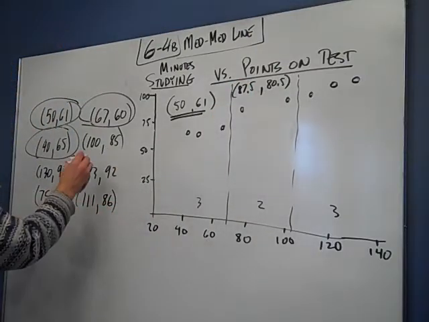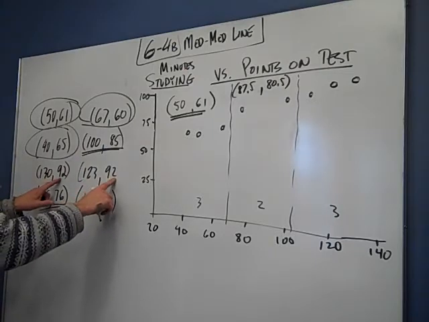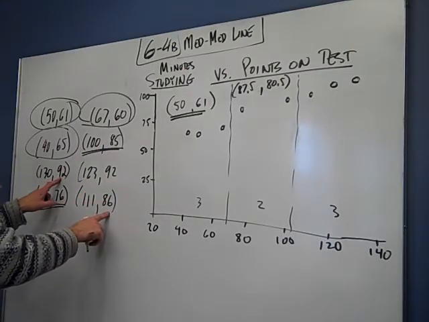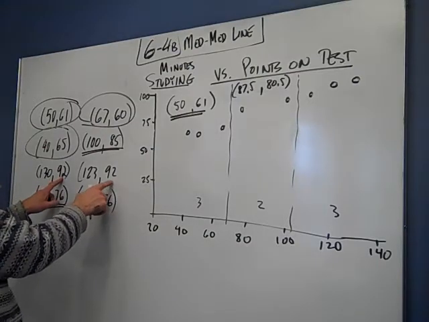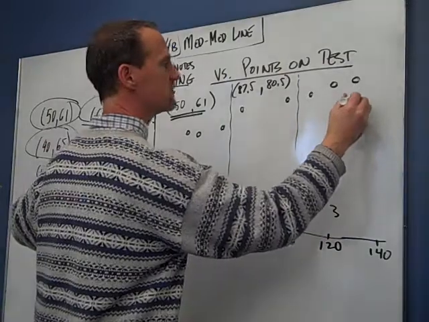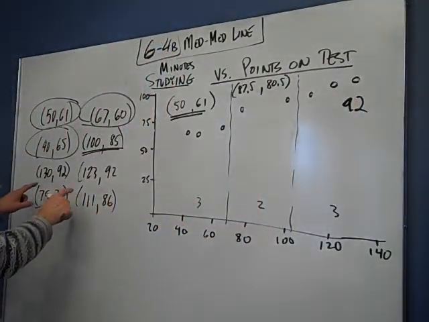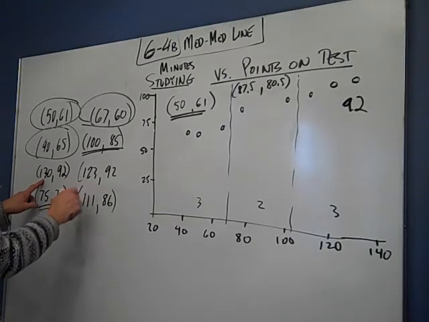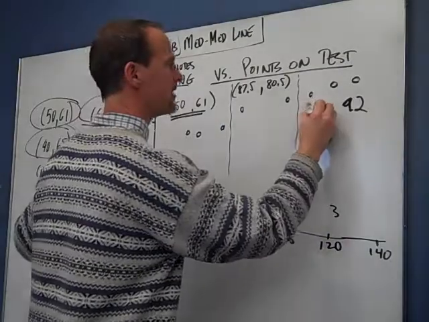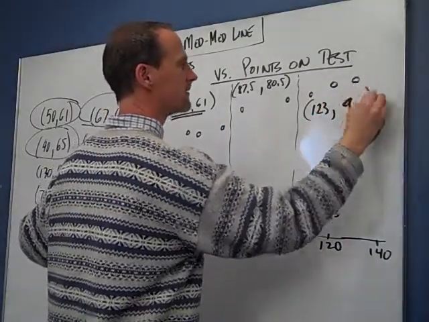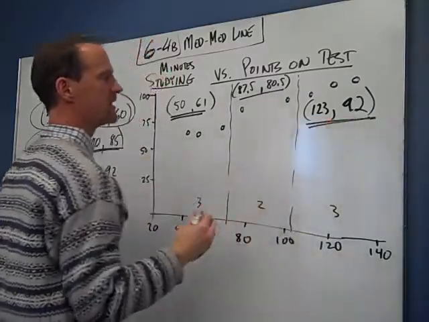The final 3 points then, once I've done that one and that one, are going to be the people that studied and got scores between 92s and 86s. Well, I throw out the 92 and the 86, and my middle score is a 92 for my y. And then I go to the middle value of my x's, and that's 123. I throw out 111 and 130, so it's 123 for my minutes studied. All right? So those are my 3 summary points, and I can plot those.